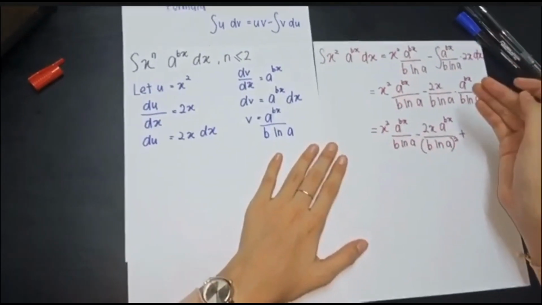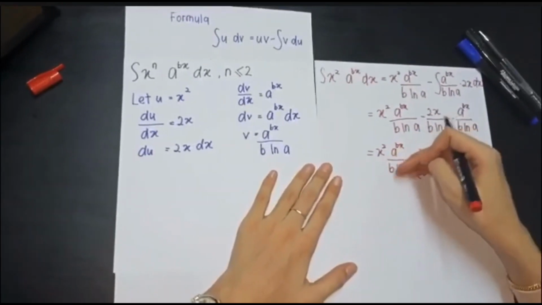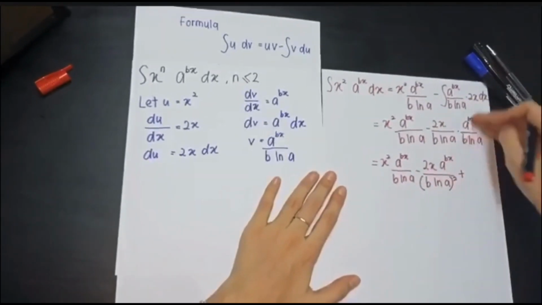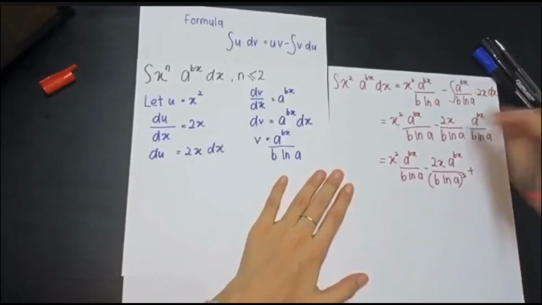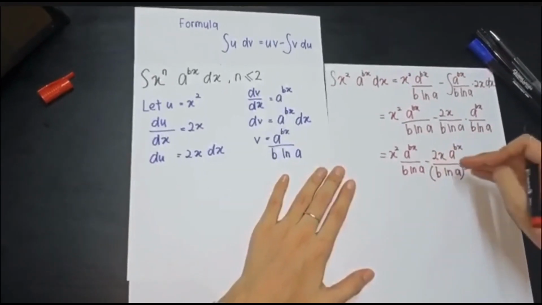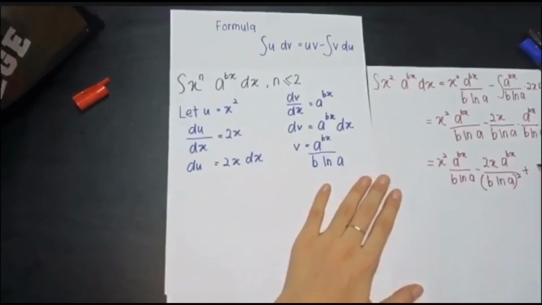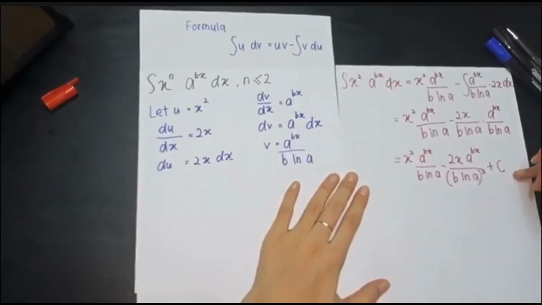So the answer is equal to x to the power of 2 a to the power of bx divided by b ln a minus, we have to multiply it. So when we multiply it, it will become 2x a to the power of bx divided by b ln a to the power of 2. So we have to plus it with c. Our c is constant. So that's all.